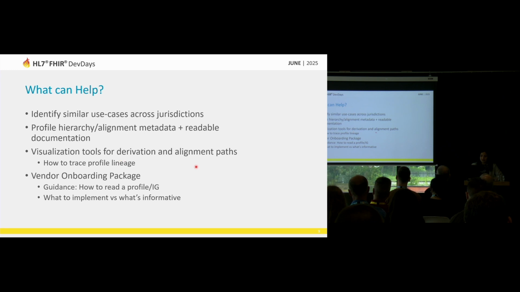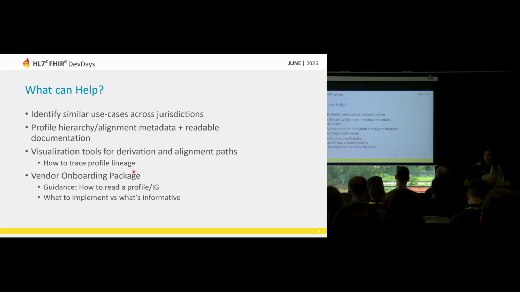Visualization tools for derivation and alignment paths. If we think about imposeProfile and compliesWithProfile, the visualization exists currently in IG Publisher, but not in Simplifier yet. We don't have a better visualization to envision this is a parent, this is a child, this is a grandchild, right? So that doesn't exist yet. So I feel like we can do better there.